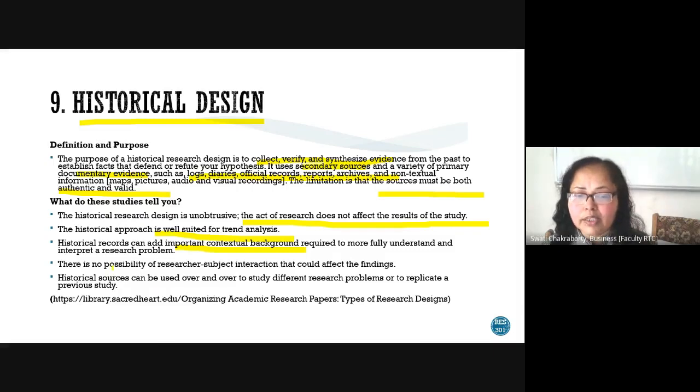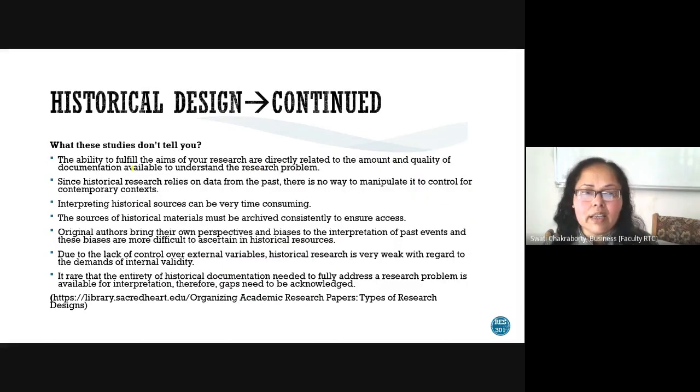There's no possibility of researcher-subject interaction that could affect the findings, right? So there's no scope for interaction between the researcher and the participants which will affect the findings. And it can be used over and over again for a variety of research problems and to replicate a previous study also. What they don't tell us.